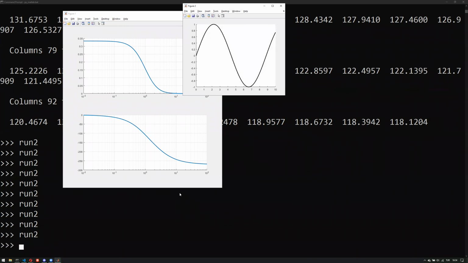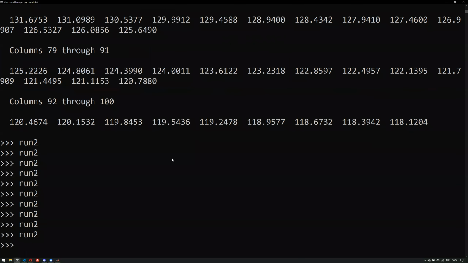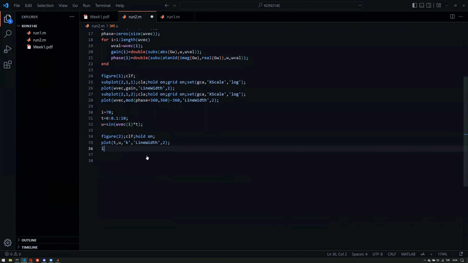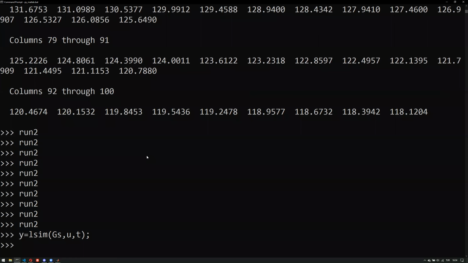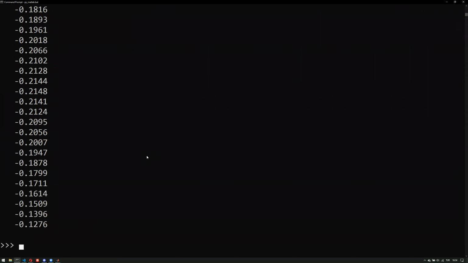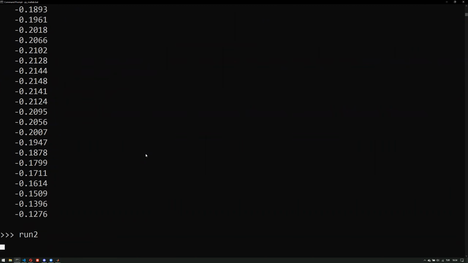So that's one plot, and the next plot is this. Let's say that this is the input of the system. Since we have G(s) defined here, I can use lsim and give the system the input and the time vector in order to look at what the output looks like. So size y, you can see we have that, and it is this. Since we have calculated the output, we can just provide the output here, and then rerun the script.